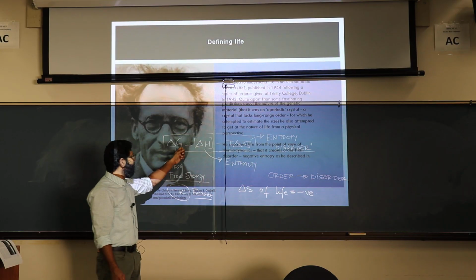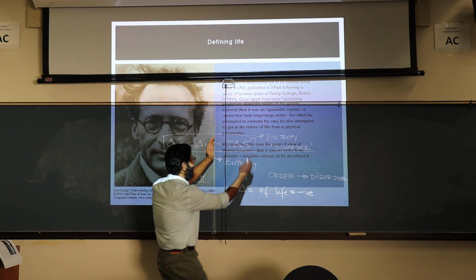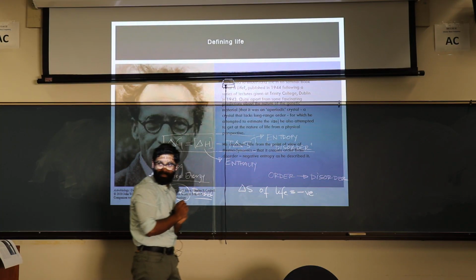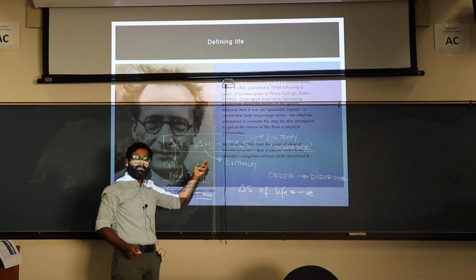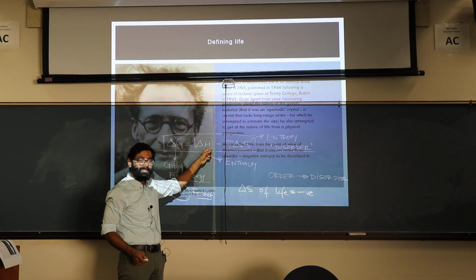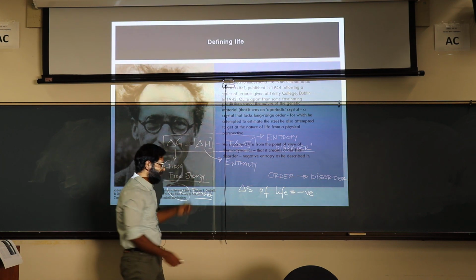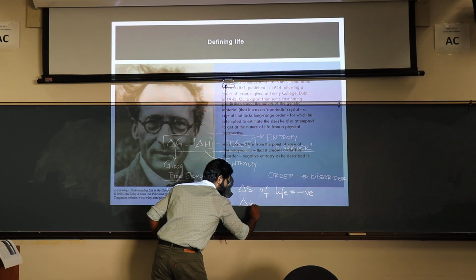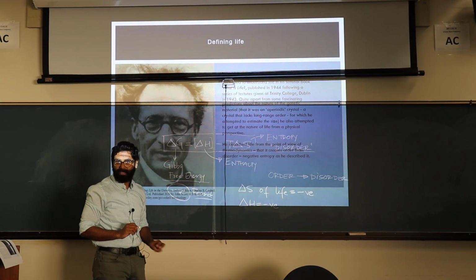Anyway, so we need a negative sign for this. This thing is negative, so that means this entire thing becomes a positive. How do you make delta G negative then? What should be the sign of delta H? Negative. And when this is negative, what process is this? Endo or exothermic?